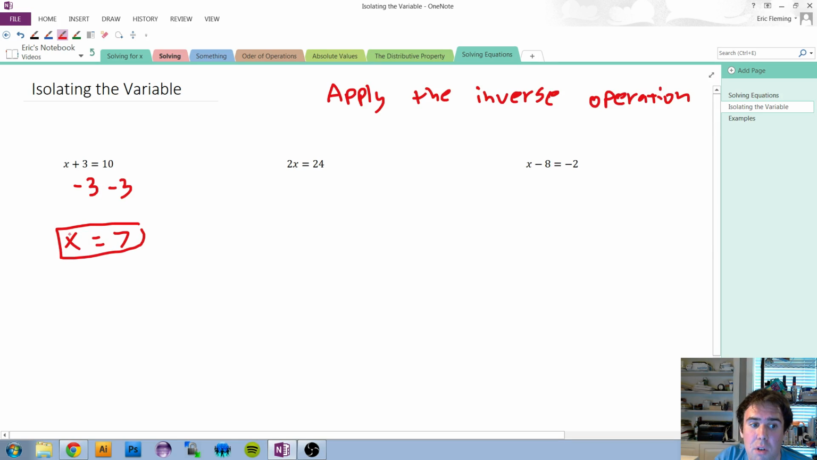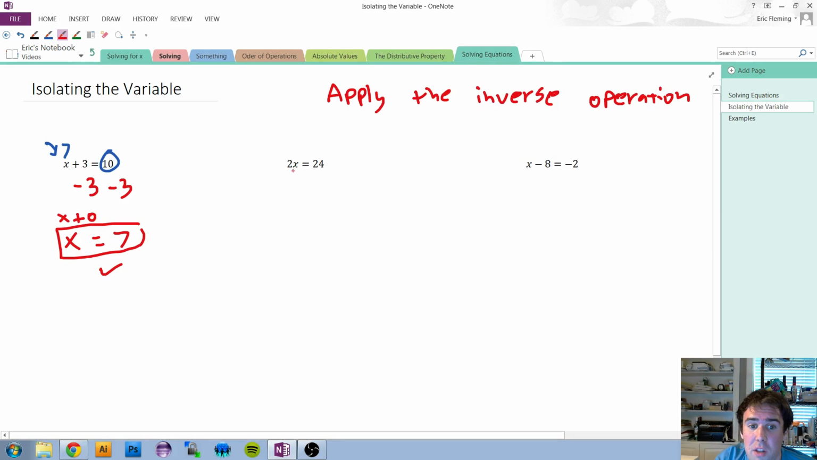3 minus 3 equals 0. And x plus 0 is really just the same as x. So we have completely isolated it, and now we know, hey, that's our solution. But if you wanted to double check, is this solution correct? You would go back in and say, well, 7 plus 3, what does that give me? Yep, gives me 10. Pretty confident my solution's correct.